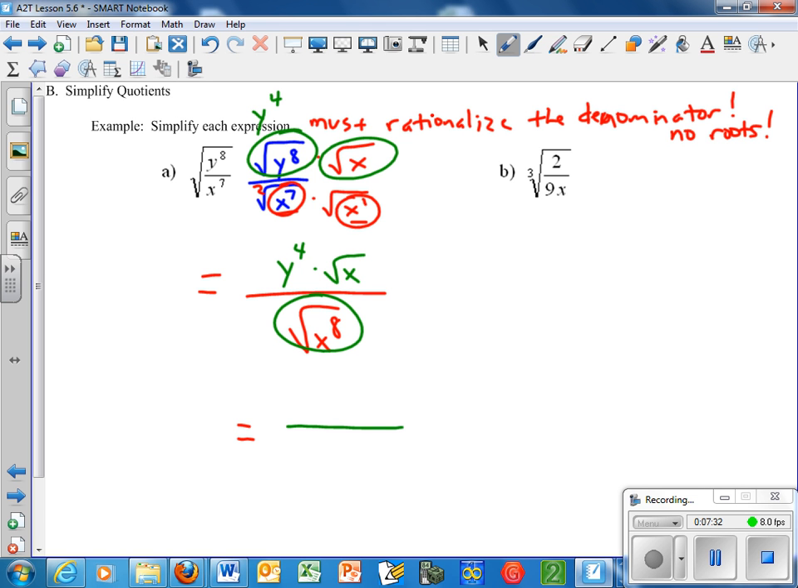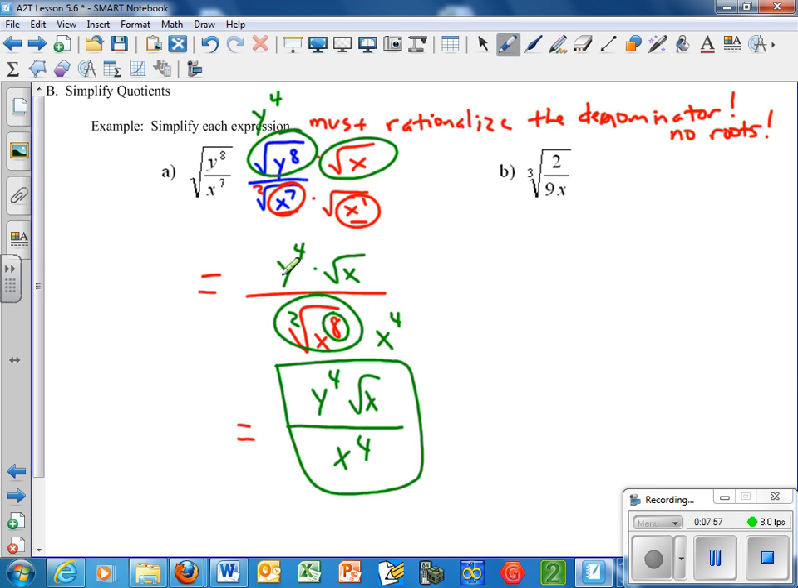So let's get down to our final answer here. I have y to the 4th, square root x on top. The square root of x to the 8th is x to the 4th, taking 8 and dividing by your index of 2. So that's x to the 4th, and that's as far as I can go. I can't cancel anything under the radical with something that's not under a radical or a root.